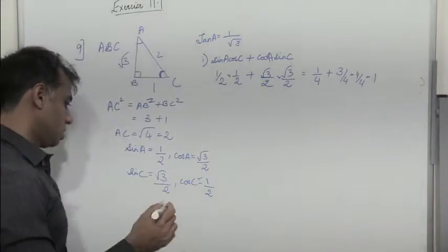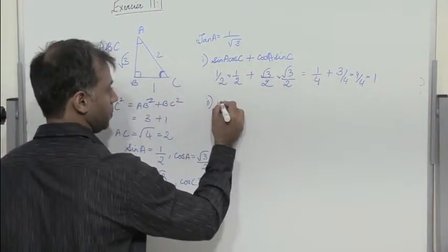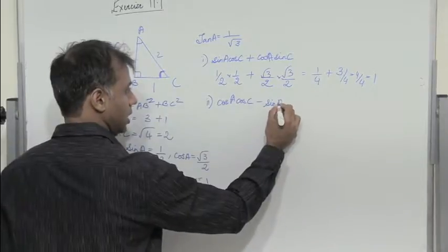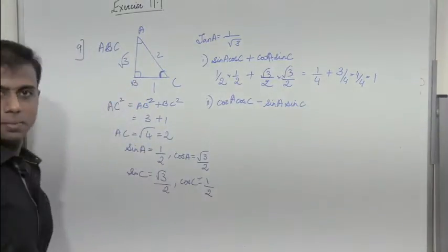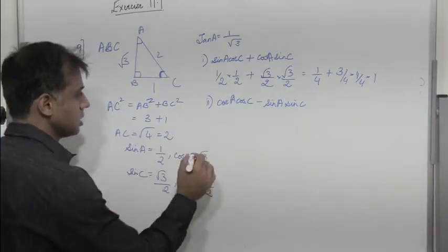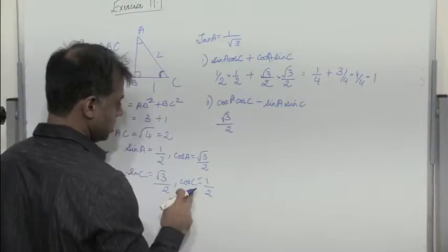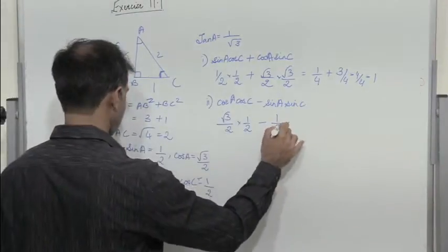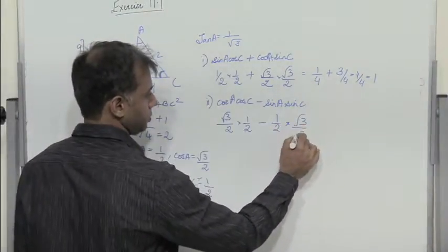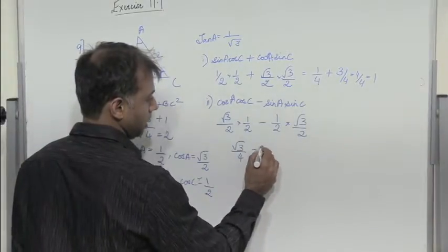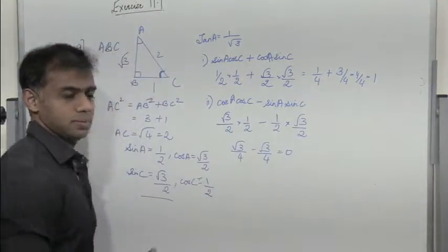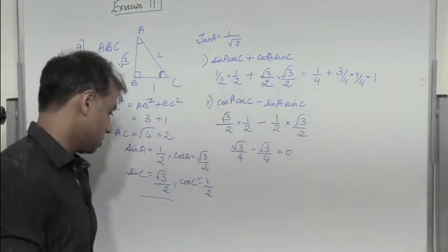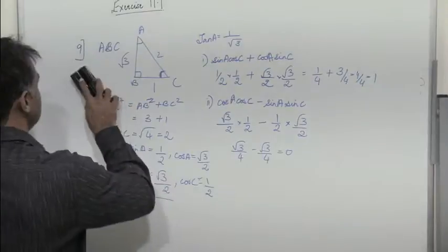Very simple problem. So now, what is the second one? I need to find cos A cos C minus sine A sine C. What is cos A? Cos A is root 3 by 2, cos C is 1 by 2, minus sine A is 1 by 2, into sine C is root 3 by 2. So what do I get? I get root 3 by 4 minus root 3 by 4, which gives me 0. Okay? So the first one is 1, the second one is 0. So let's go to the 10th one, which is a very interesting problem.